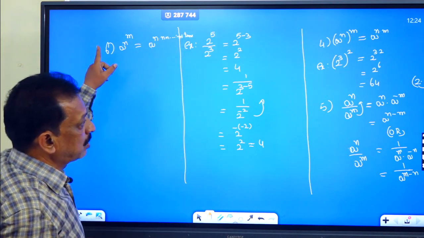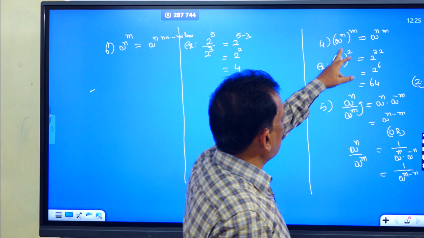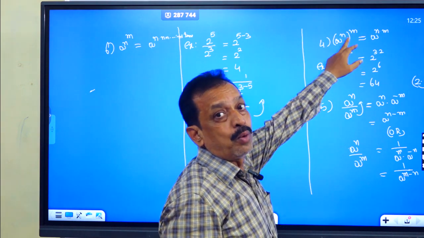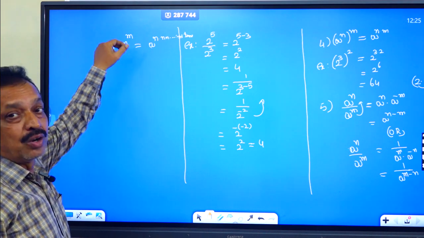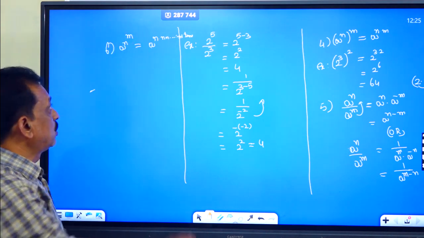So how to read this one? This reading is: the whole a to the power of n, whole bracket, to the power of m. This is a to the power of n to the power of m. So that is equal to, this is the form.